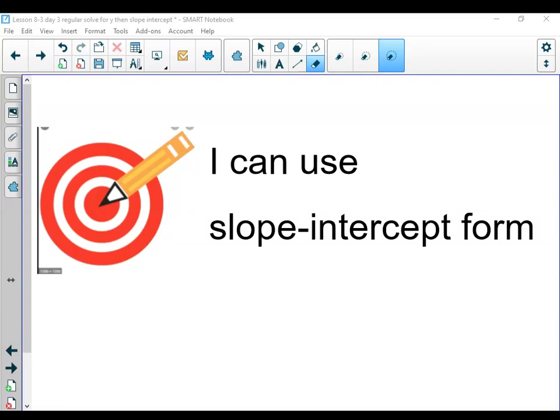For the same target as yesterday, I can use slope-intercept form. So basically where it says proportional relationship, you can just cross that right out. We're going to do that next week.